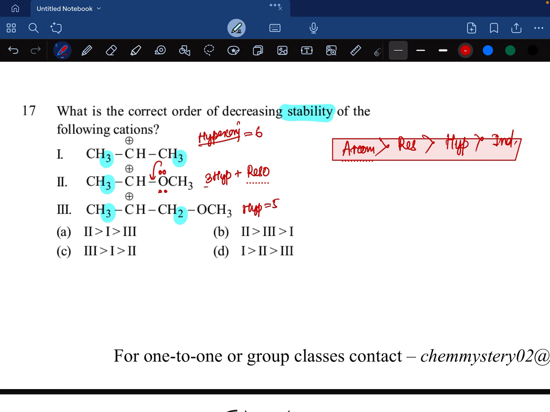So obviously, resonance is coming here. So this will be more stable. This will gain extra stability. Next, 6 hyperconjugative structures gets stability over 5. So my order should be 2 over 1 over 3. This should be the thing. So 2, 1, 3 is present in option A. The answer for 17 should be A. Okay. This priority happens in most of the cases.